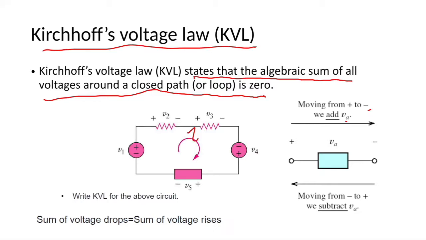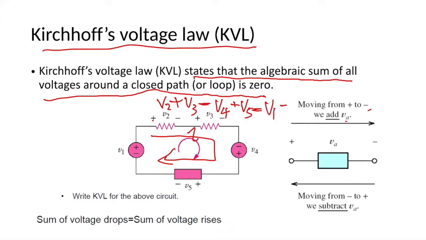So let's take a look. In this loop, first we encounter V2, plus sign to minus sign, so we have V2, and also V3 plus to minus, so plus V3. V4 is the opposite direction, right? From the minus sign to plus sign, so that is minus V4. And for V5, plus to minus, so plus V5. V1, minus to plus, so that is minus V1 equals 0.